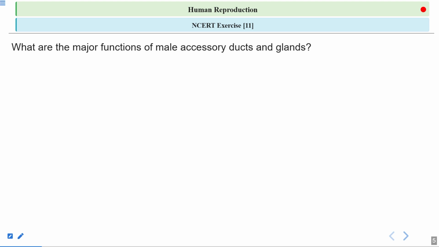So let's begin with this question. This is question number 11. Now, what is the question? What are the major functions of male accessory ducts and the glands? The male reproductive system consists of the primary sex organ, which is the testes. It consists of the accessory ducts, accessory glands, and external genitalia. So here they're asking you about the male accessory ducts and glands. What are their functions?